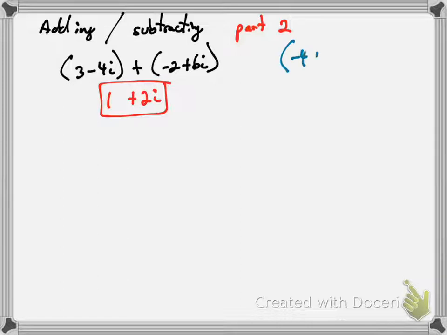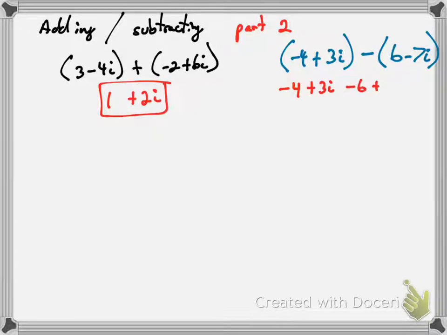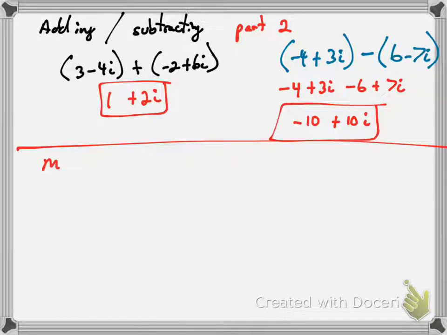So if we do -4 plus 3i minus 6 minus 7i, the biggest thing to remember is it's kind of like we take the minus sign in the middle and we distribute it. So you still get -4 plus 3i, and then minus 6 plus 7i. The reason why it's plus is because a negative times a negative is a positive. And again, now we're combining like terms. So -4, -6 is -10. +3, +7 is +10i. So we get -10 plus 10i.